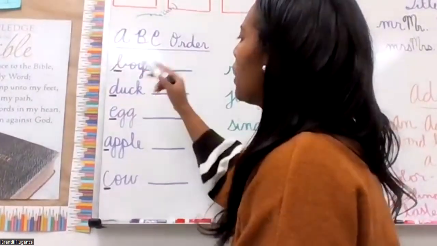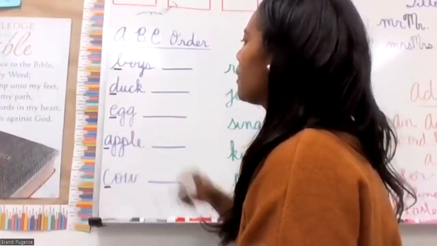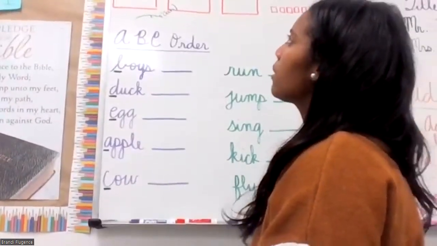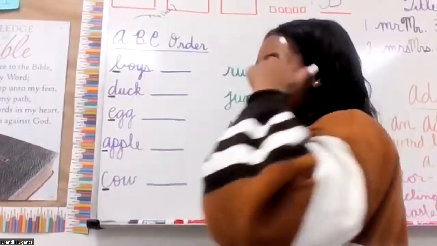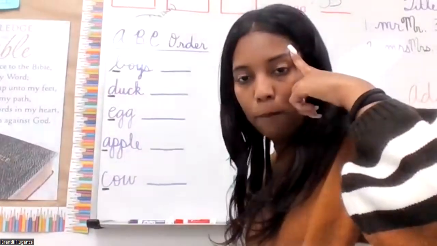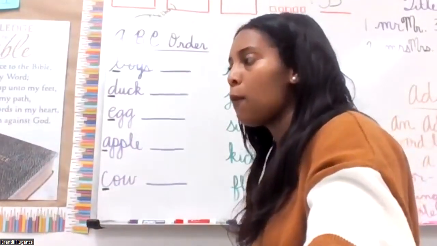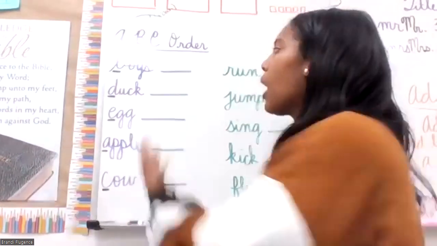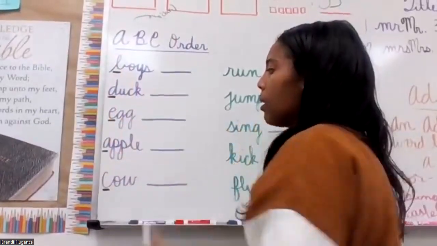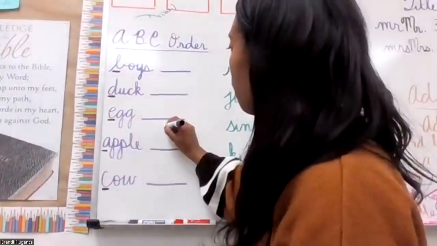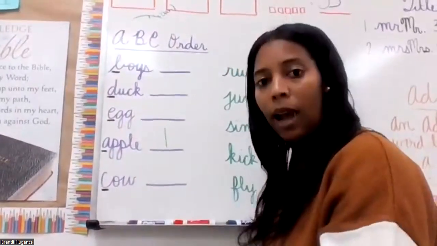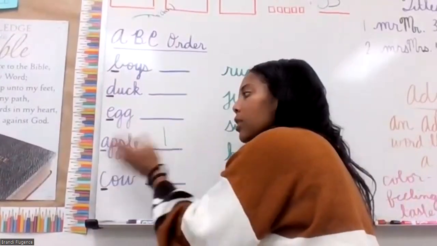So I have B, D, E, A, and C. All right, so what I do is once I get my first letter in each one, now I start thinking about my letters in the alphabet. What is the first letter in the alphabet? A. Do I have any words that start with an A? Yes. Apple. So that means apple will be first because I do have a word that starts with an A, which is apple.